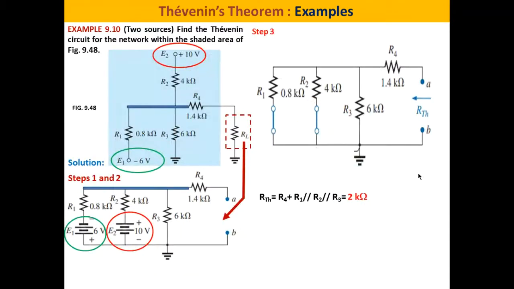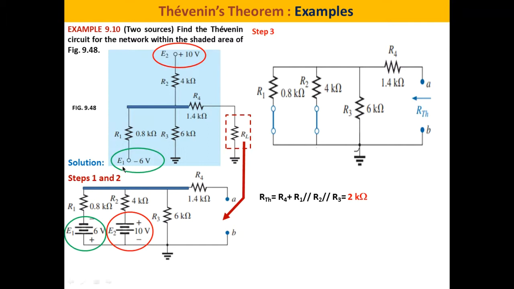Another example, gentlemen. Let's consider figure 9.48 as shown here. We have resistors connected as shown. We have E1 equal to minus 6 volts and E2 equal to plus 10 volts. And here we have the resistance RL, which is connected to ground. What we are interested in is to simplify this complex network into a Thevenin equivalent circuit.